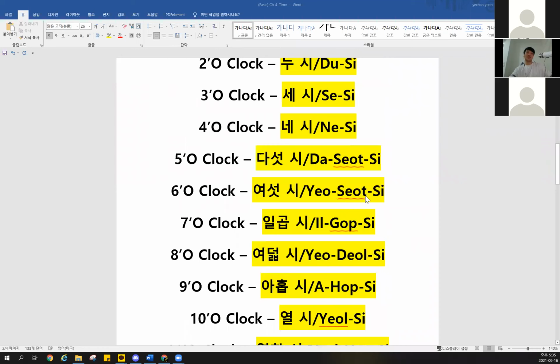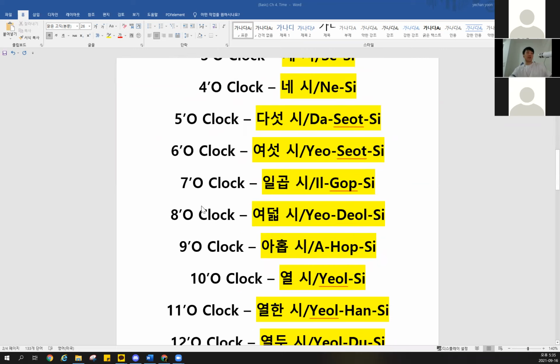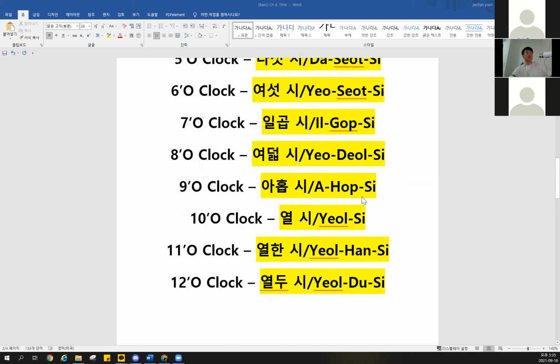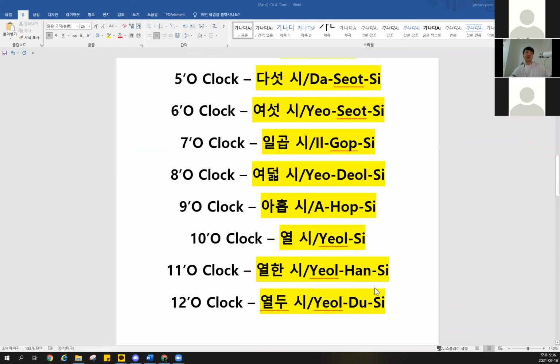6 o'clock, 6시. 7 o'clock, 7시. 8 o'clock, 8시. 9 o'clock, 9시. 10 o'clock, 10시. 11 o'clock, 11시. Okay, it's also going to use the changing form. Not 하나시 but using the changing form, it's going to be 11시. 12 o'clock, 12시. Okay, until here.